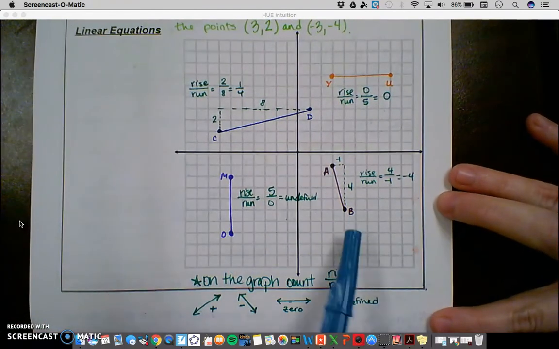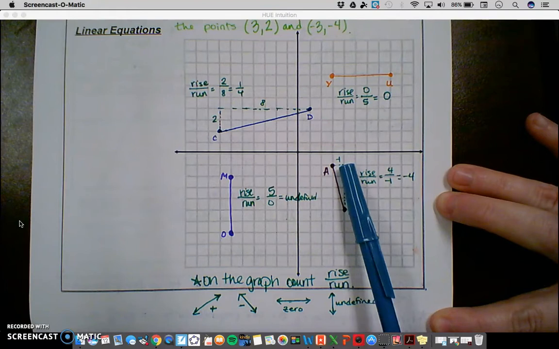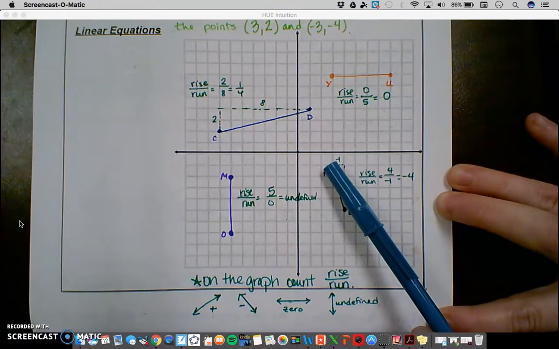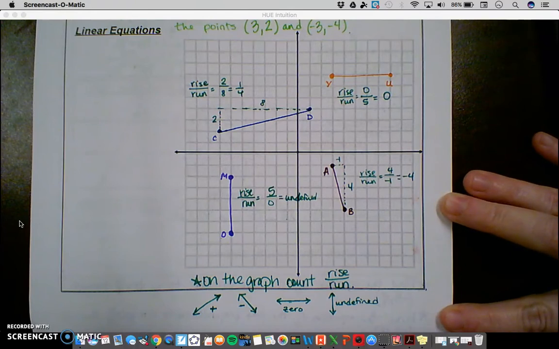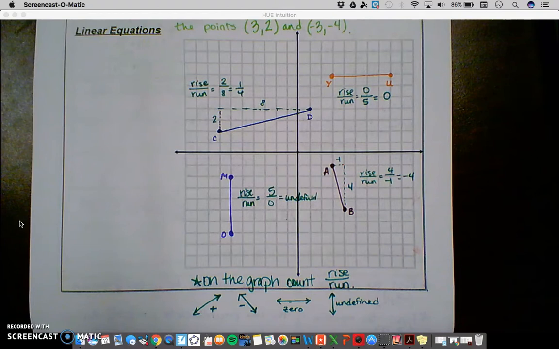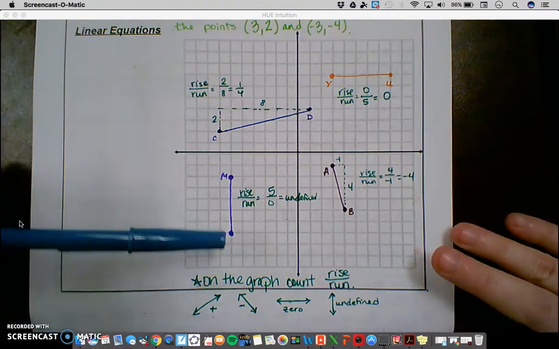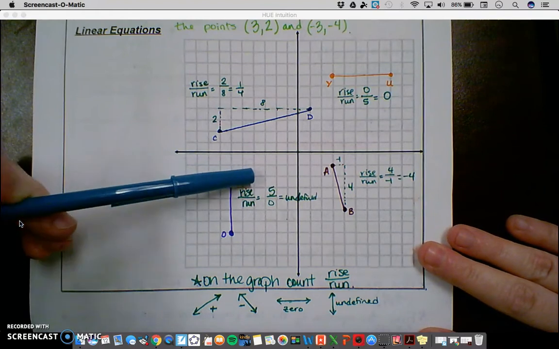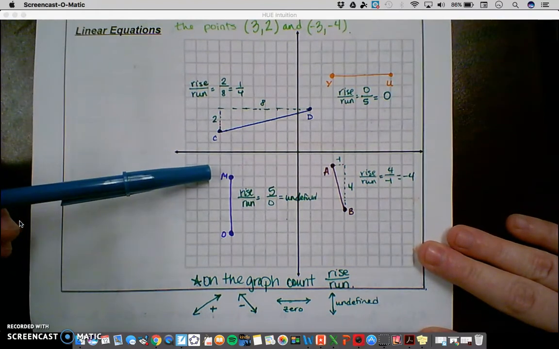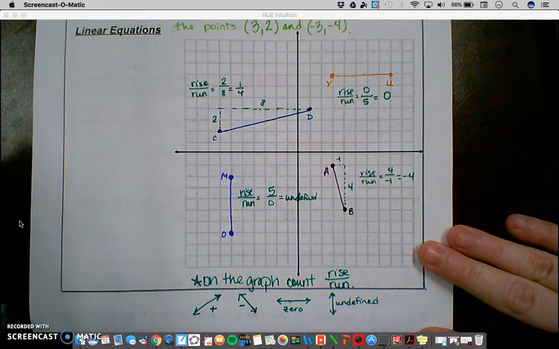For AB, counting our rise of 4, but we're moving to the left 1, so that's a -1. So 4 over -1 is -4. Again, which is exactly the slope that we received when we did the formula. When we look at the vertical line, we're rising 5, but running 0. We're not going left or right. So that has an undefined slope.